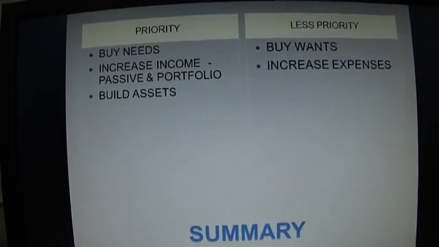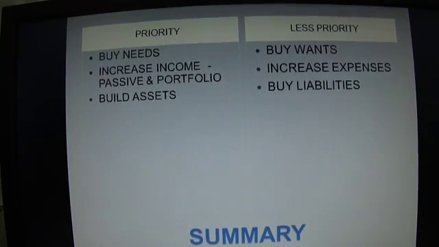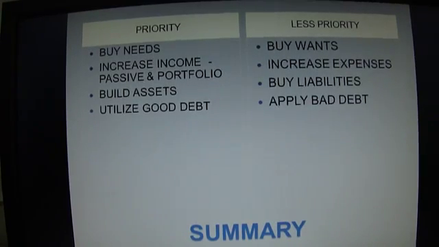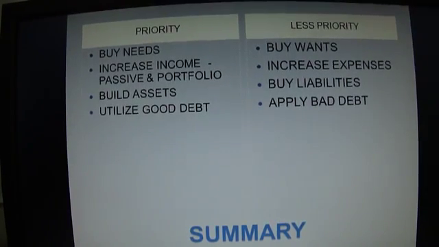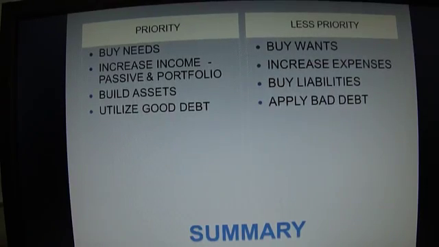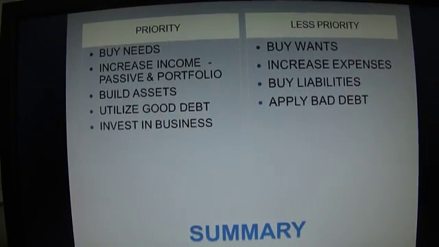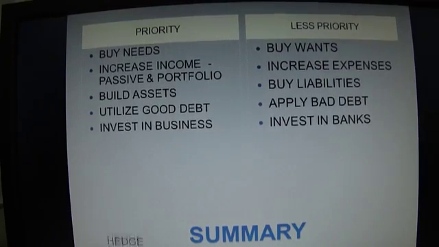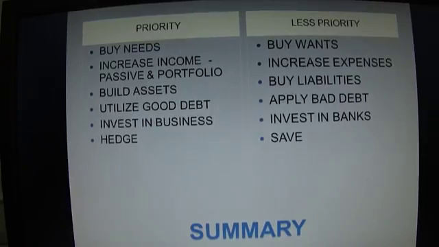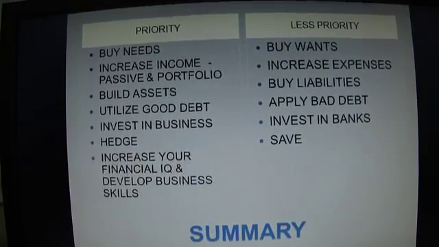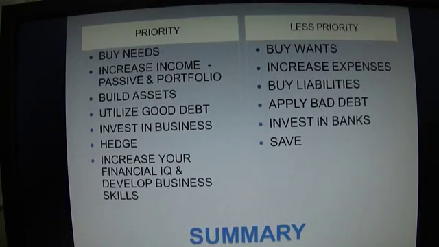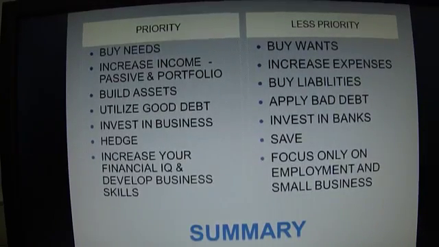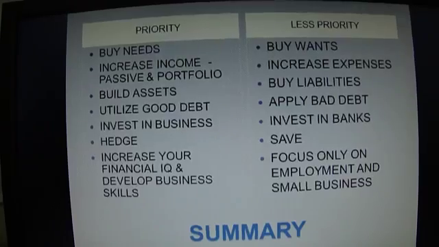We have to build assets first before buying liabilities. We must utilize good debt rather than bad debt. Good debt makes us rich and bad debt makes us poor. We must hedge rather than save. We must invest in business rather than invest in banks. We must increase our financial IQ and develop business skills rather than focusing only on employment and small businesses.